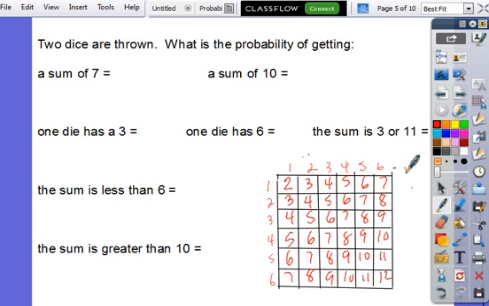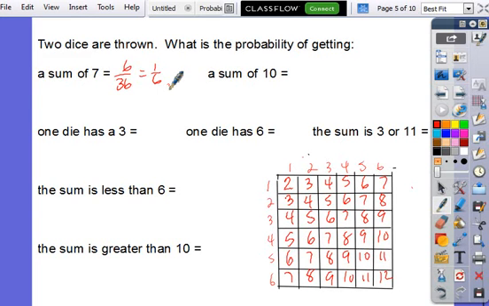All right, to answer the questions then, all we got to do is look at the chart and match it up. It says a sum of 7. Well, how many 7s are in the chart? 1, 2, 3, 4, 5, 6. There's 6 7s in there. Out of 36 total choices, so that is 1/6. When I go to a sum of 10, how many 10s are in the chart?